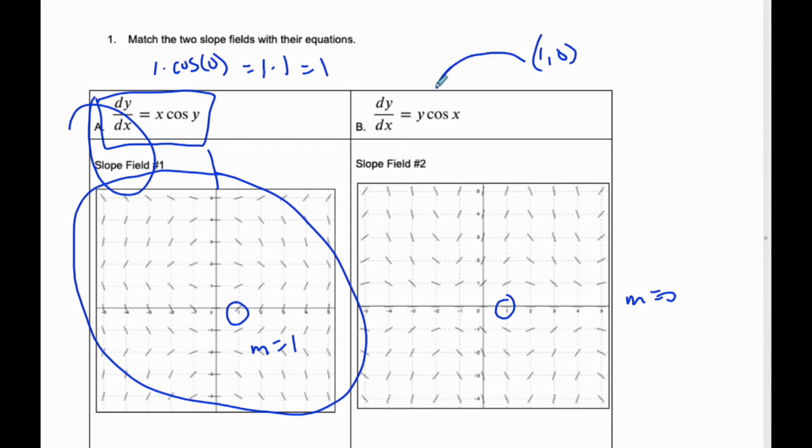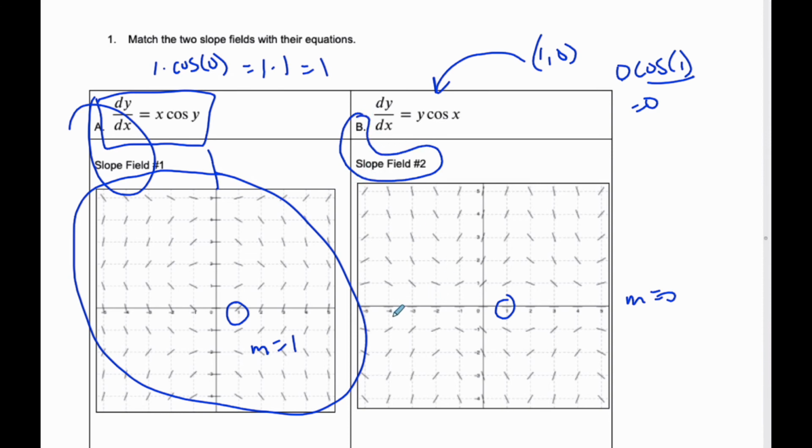Just confirming with B, when I plug it in, I get 1 times the cosine of, oh, how about I put them in correctly? My y value is 0 times the cosine of 1. Well, I don't know what that is, but I do know 0 times that will be 0. And so these are indeed the same as well.